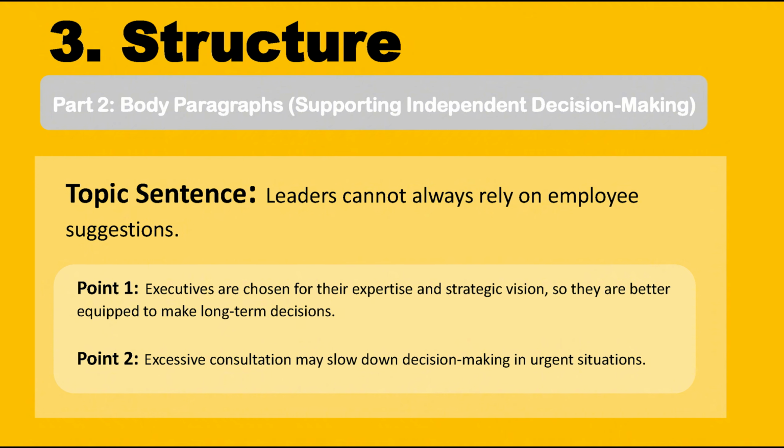Next, the second body paragraph presents the opposing view. It starts with a topic sentence stating that leaders cannot always rely on employee suggestions. Then, it introduces 2 key points. First, executives are chosen for their expertise and strategic vision, so they are better equipped to make long-term decisions. Second, excessive consultation may slow down decision-making in urgent situations. The paragraph also highlights a limitation. Not all employees have the knowledge to assess complex business risks.